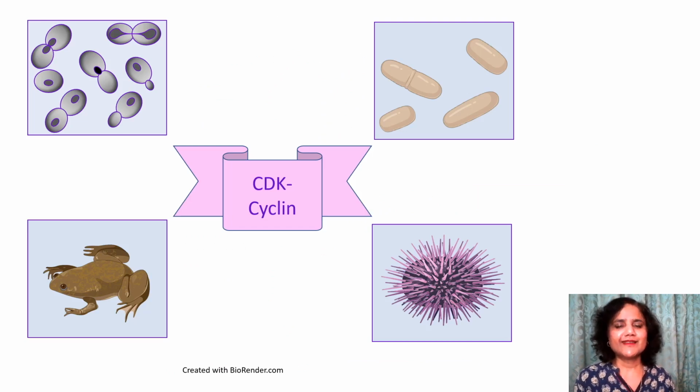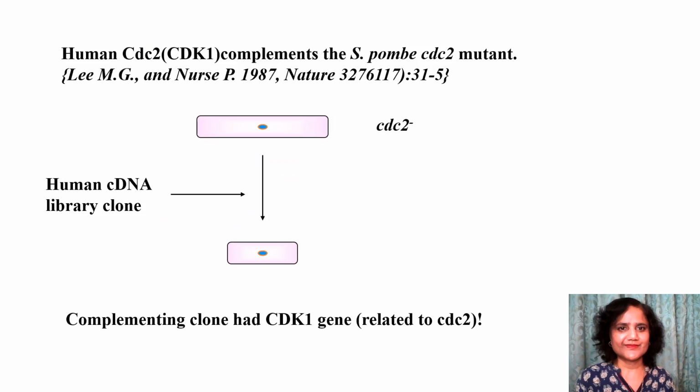So, we've discussed the discovery of key cell cycle regulators, the CDK cyclin complex, in yeast, budding and fission yeast, in frogs, and in sea urchins. Does it have any relevance in understanding our own biology? Indeed, proteins which are similar to CDK and cyclin are present in humans.